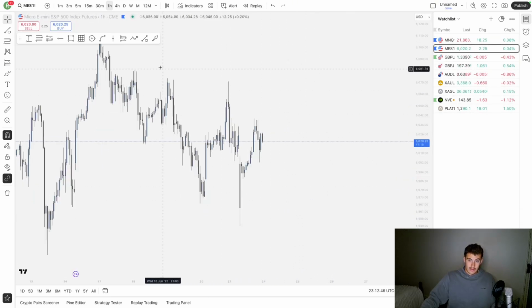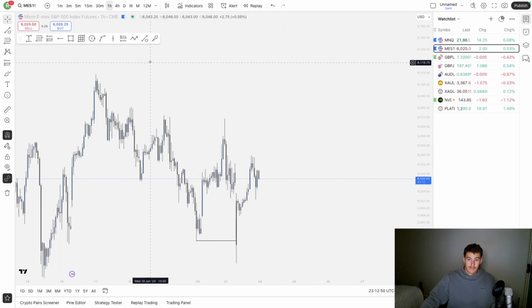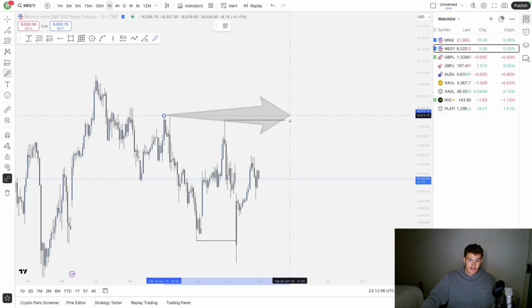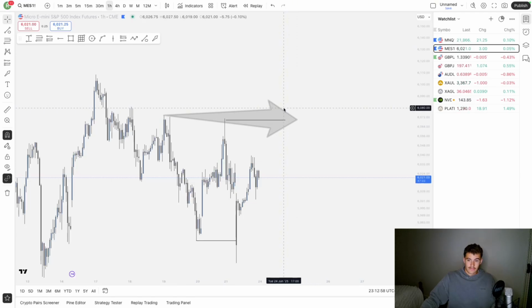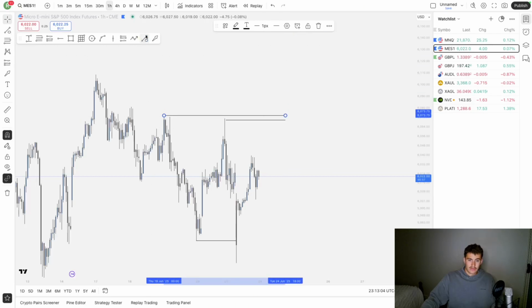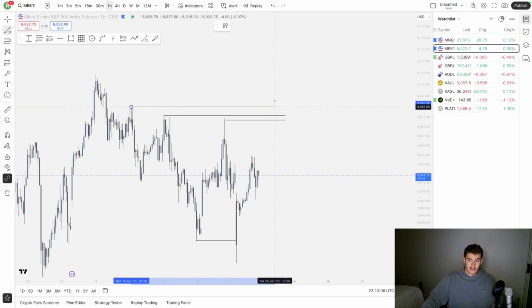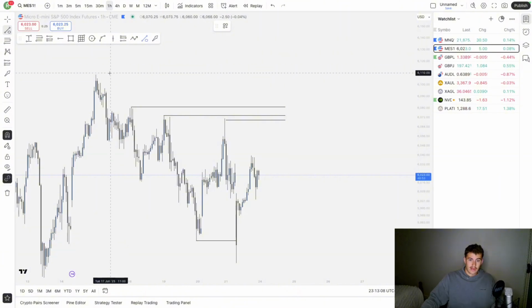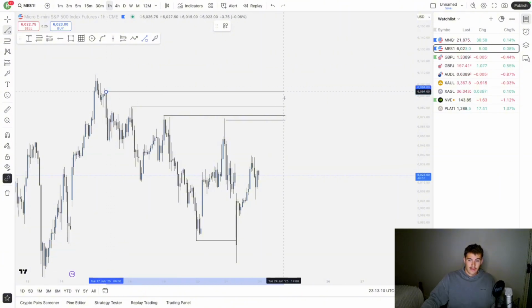What do we have over here? I haven't even marked this one out yet. Let's do that. But we have this sweep once again. We have draw on liquidity. Wrong freaking button. But draw on liquidity here, draw on liquidity here, draw on liquidity here, and draw on liquidity here.